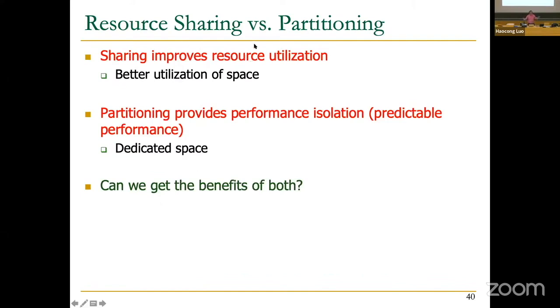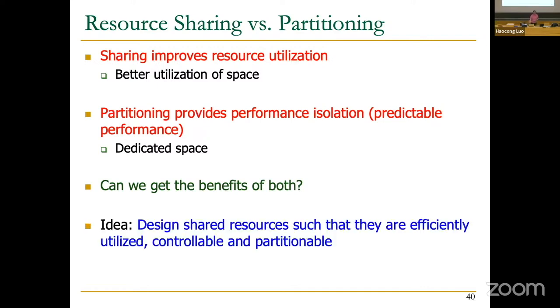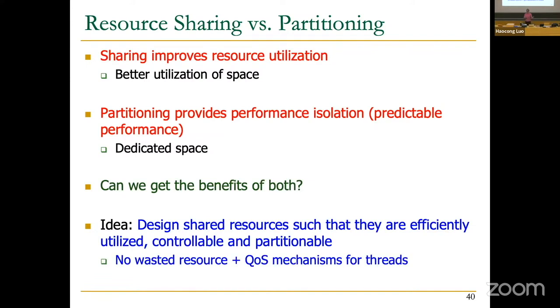Basically, resource sharing and partitioning are at odds with each other. Sharing improves resource utilization, for example, better utilization of space. Partitioning provides performance isolation or predictable performance because it dedicates space to a single thread or a single core. The key question is, can we get the benefits of both? And the idea is basically to have sharing in the resources, but design mechanisms in those shared resources such that they're efficiently utilized, controllable, and partitionable. So you need to have mechanisms for controlled sharing, essentially. And the hope is that this way you have no wasted resource, which is a problem with dedicated space partitioning, and you have quality of service mechanisms that you added to avoid the problems that you have with sharing.